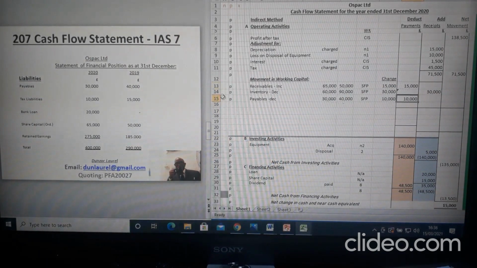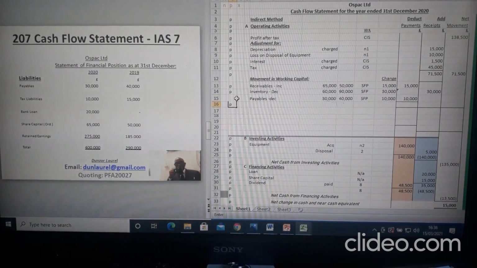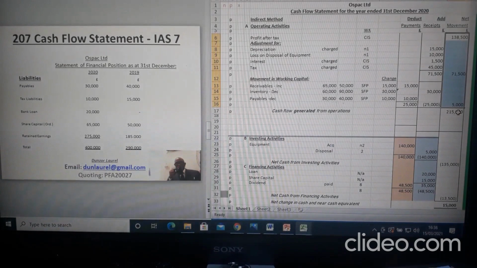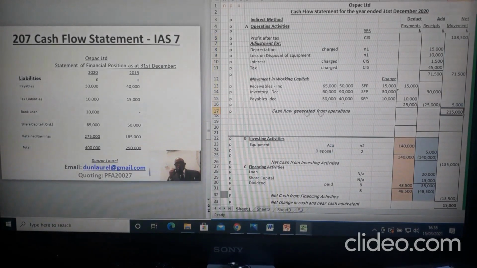So once this is done, we now have to close this side to start with. Okay, so we add this to this, that 25. We deduct it from the source and that gives us a net increase of 5,000. Okay, so what we need to do now is add this to know the figure generated from operation. If you do that, it gives us 215,000 generated from operation.